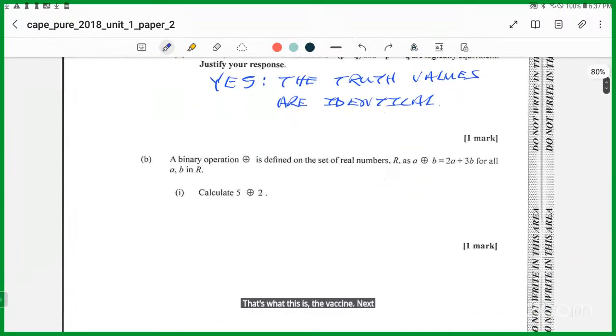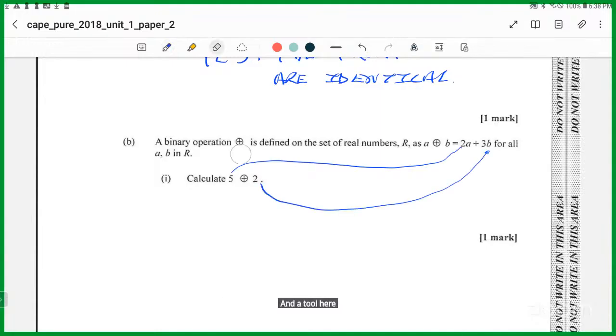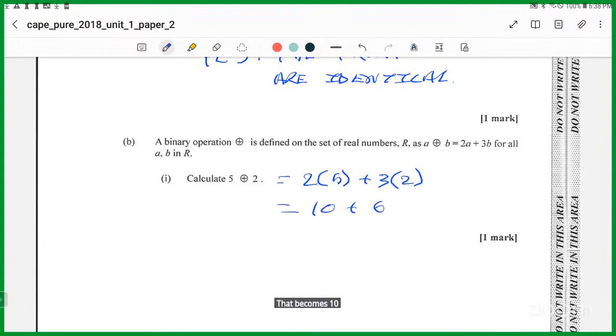Next one, a binary operation. It says a binary operation star is defined on the set of real numbers R such that A star B is equal to this. A and B are in R, meaning that A and B are in the set of real numbers. Calculate 5 star 2. So we put in the 5 for the A and the 2 for the B. Simple as that. That becomes equal to 2 times 5 plus 3 times 2. That becomes 10 plus 6. That becomes 16. Nice and easy, right?